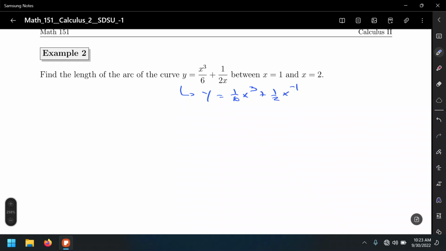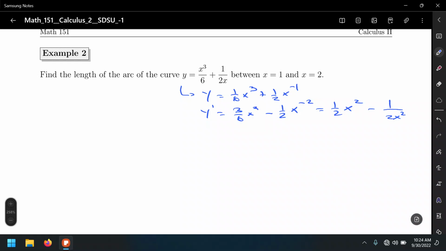Only then would we be able to differentiate this. Alright, so let's see, the derivative y prime will be 3 over 6 x squared, and negative times a positive is negative 1/2 x to the negative 2. Okay, number one, the coefficient on the first term reduces to 1/2 x squared, and the x to the negative 2, I'm going to write it in the denominator with a positive exponent. Okay?